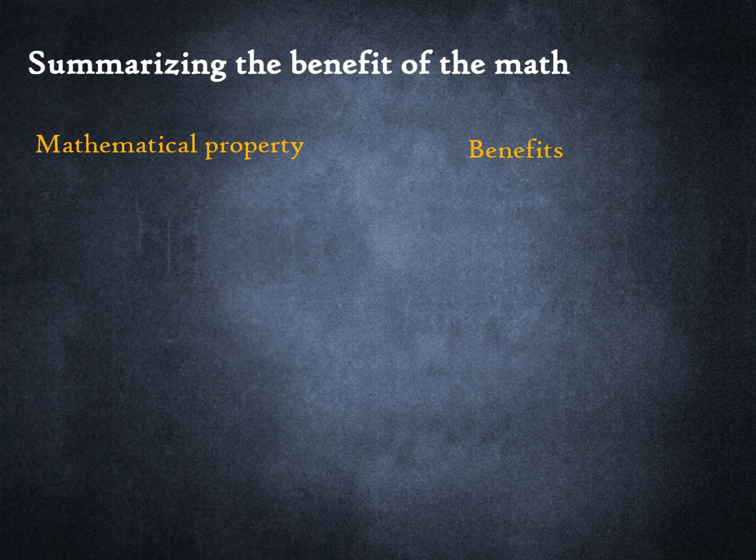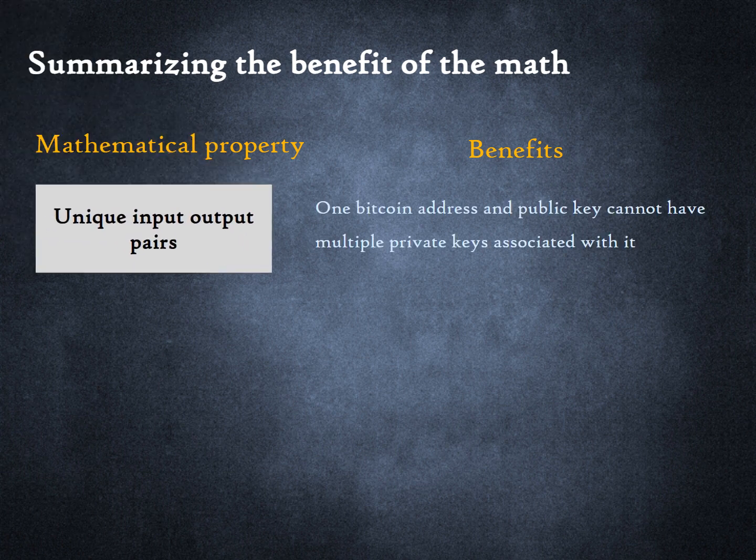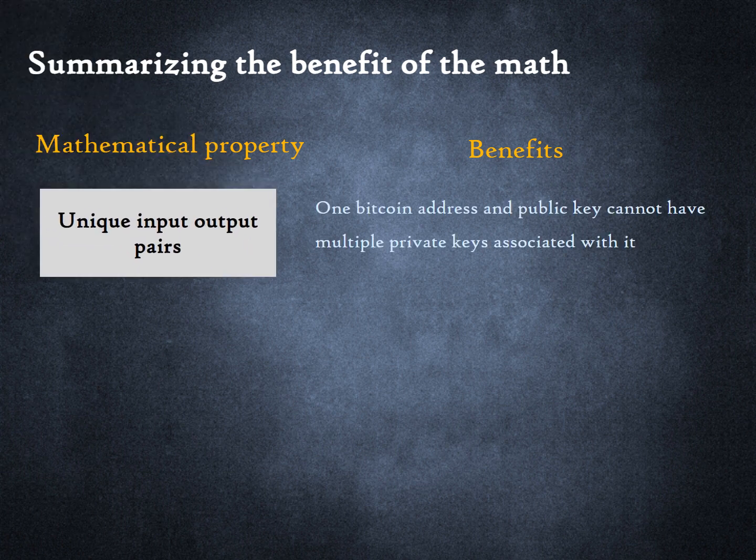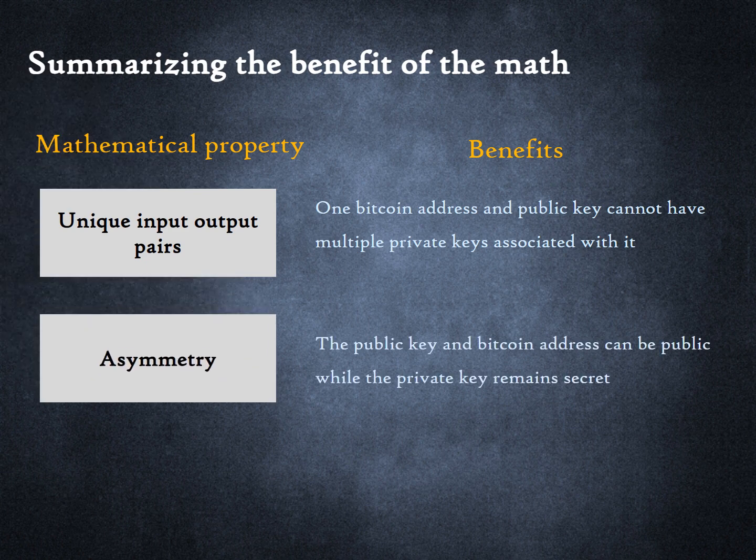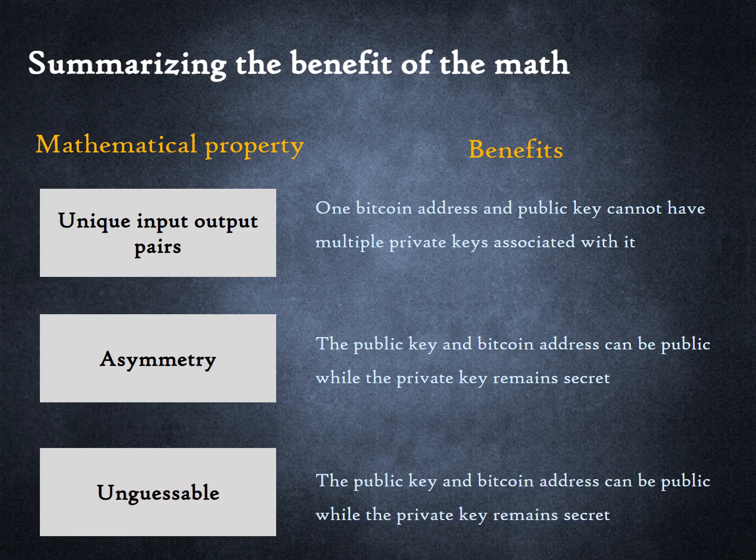Hence, let us summarize the benefit of the mathematical properties used in the creation of the Bitcoin account triad. First, the property of unique input-output pairs ensures that one Bitcoin address and public key cannot have multiple private keys associated with it. Second, the property of asymmetry allows the public key and Bitcoin address to be public while keeping the private key secret. Third, the inputs are unguessable from the output. You cannot derive the private key by bringing even the most advanced computers to guess the input. Once again, the benefit of this is that the public key and Bitcoin address can be public while the private key remains secret.